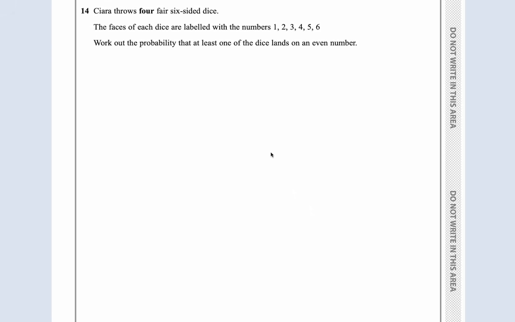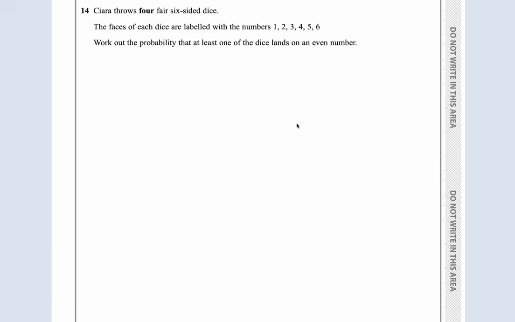Question 14. Kira throws 4 6-sided dice. The faces of each are labeled with the numbers 1, 2, 3, 4, 5, 6. Fine. Work out the probability that at least one of the dice lands on an even number. Okay, guys, this is worth 3 marks.